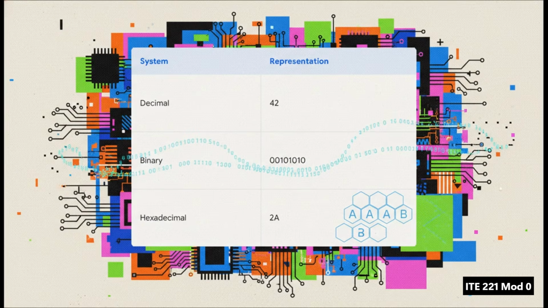So let's look at a number, say 42. In our system, it's just 42. But to a computer, in its native binary language, it's this longer string of zeros and ones. And you can see right away, that binary string is a real pain for a human to read. It's long and confusing. And that's exactly why programmers came up with a shorthand called hexadecimal, which can represent that exact same number with just two characters, 2A.